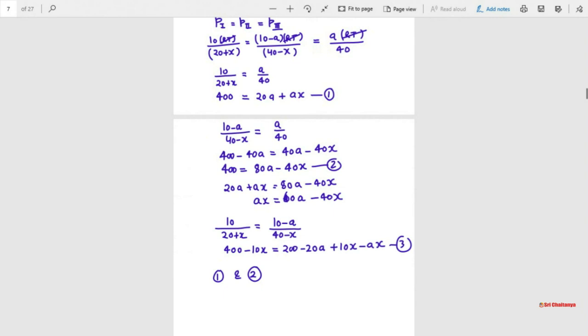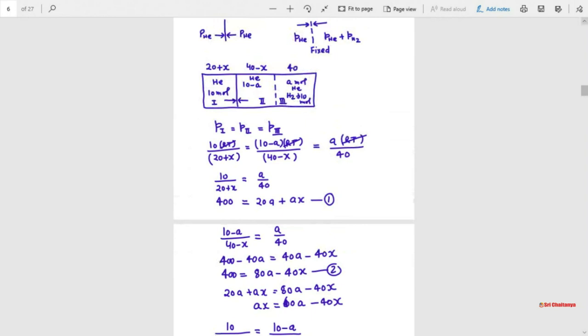I think that on solving the first and second, we are getting x is equal to 30. You check it, x is equal to 30. And we are getting A is equal to 8. Right? x is equal to 30 and A is equal to 8. So now the question was, what is the composition of the gases after the final condition? Finally, what is the composition?